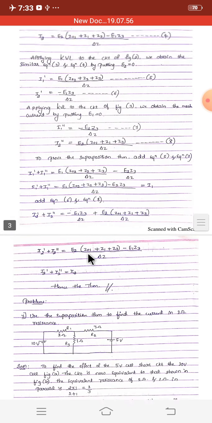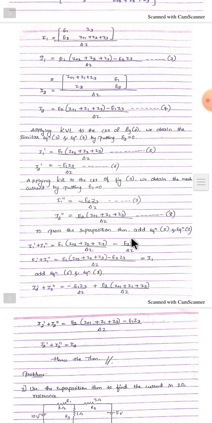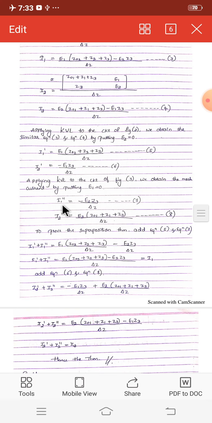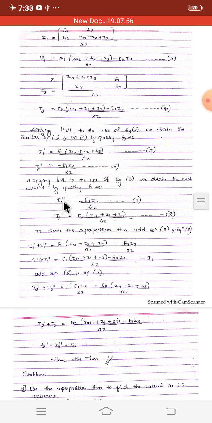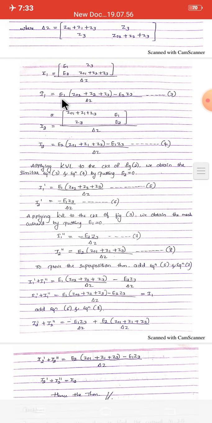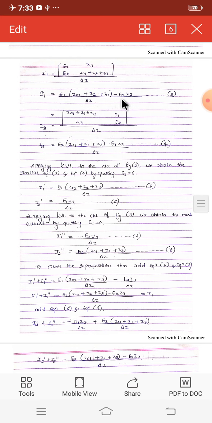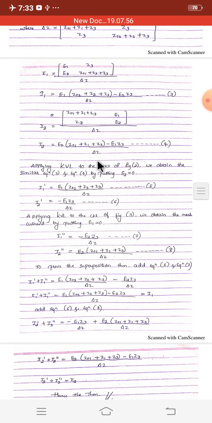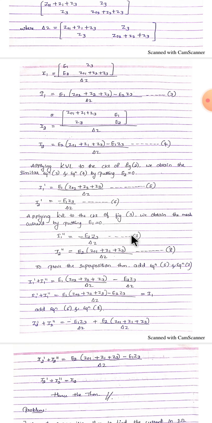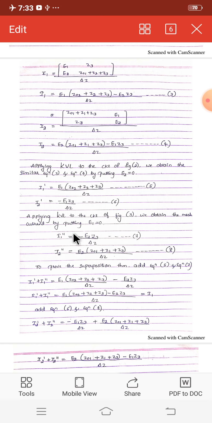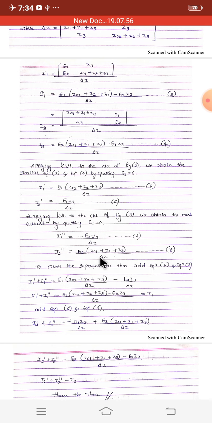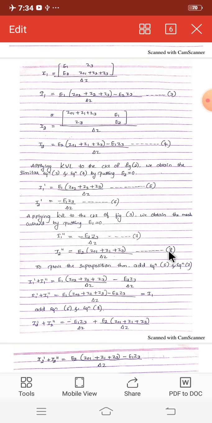So E1 equal to 0. That means I1 double dash equals I1, we know. So put E1 equal to 0. Remaining term is minus E2 Z3 divided by delta Z. That is equation 7. I2 double dash equals, this E1 term becomes 0, remaining term is E2 (Z01 plus Z1 plus Z3) divided by delta Z. So write as it is and consider that as equation 8.